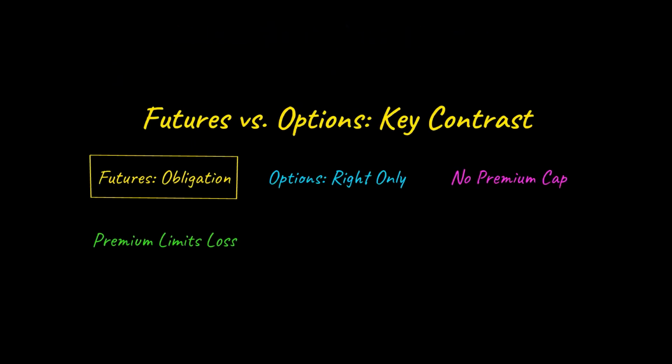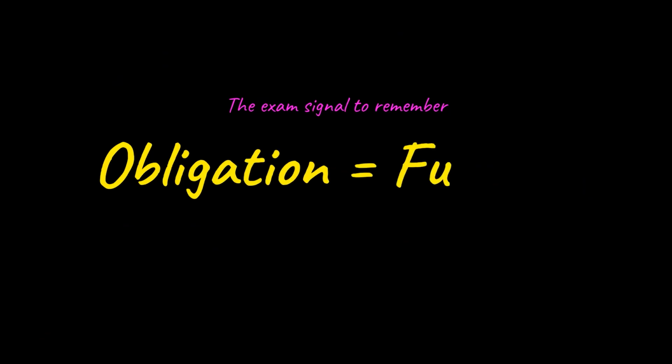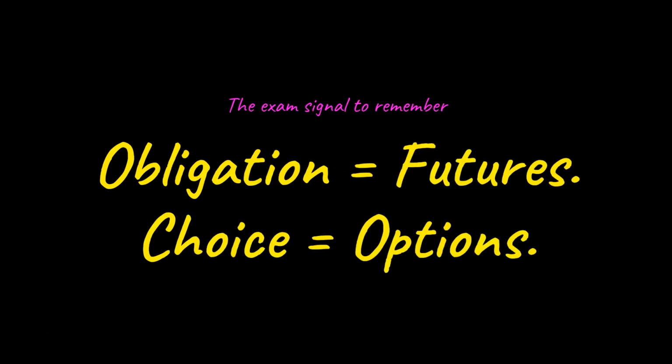The contrast with options is sharp. An options holder can let the contract expire worthless, losing only the premium paid. A futures holder cannot walk away. Gains and losses are unlimited, and there is no upfront premium capping the downside. Futures suit a user who genuinely wants price certainty and is willing to give up any benefit from a favorable price move. When a scenario describes a party committing to deliver or receive an asset at a set price on a set date with no way out, that is a futures contract. The moment you see forced commitment, not a right, you know you are looking at futures.